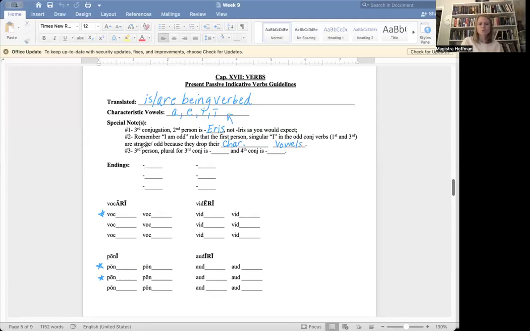The other rule to note that is special or different is the third person plural for third conjugation, this one down here. The third person plural is going to be untur, which we have already learned, right? It's the unt plus the ur. And the fourth keeps its I, but then it's iuntur. Okay, so let me give you the endings.